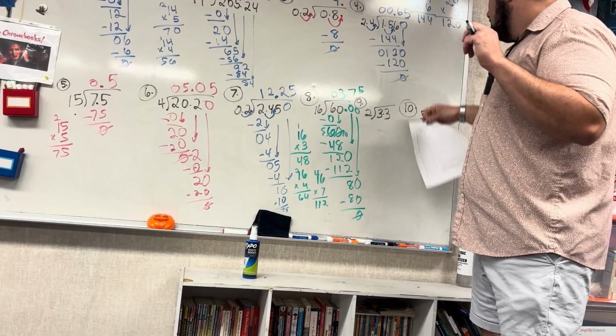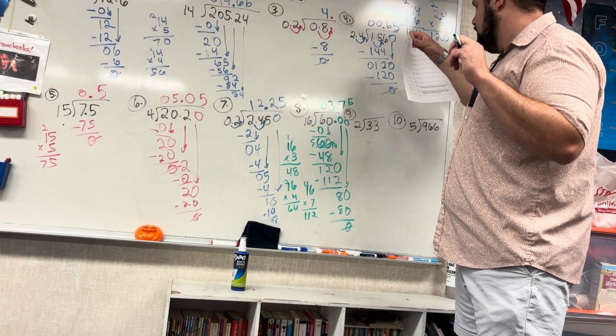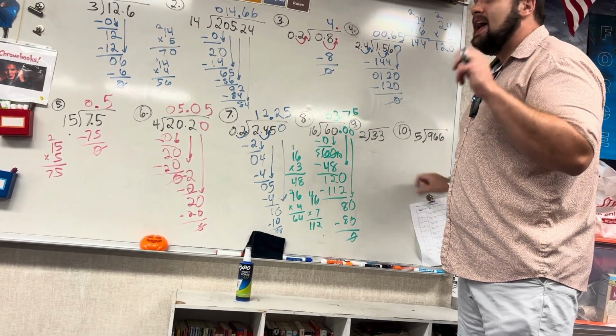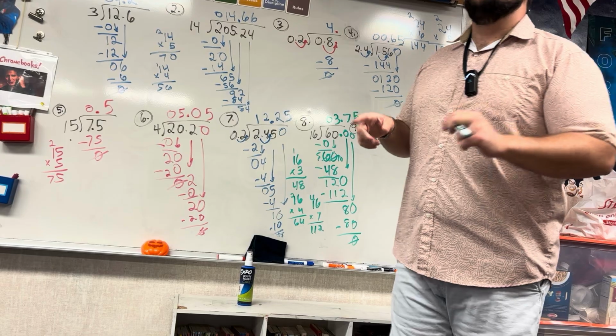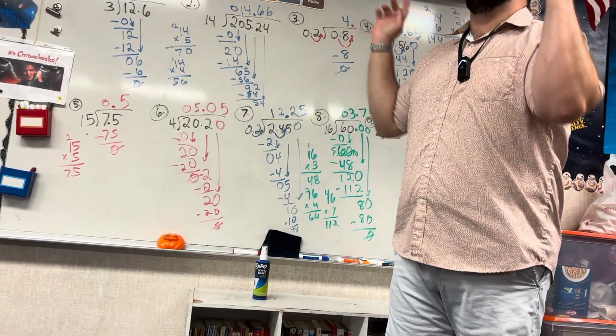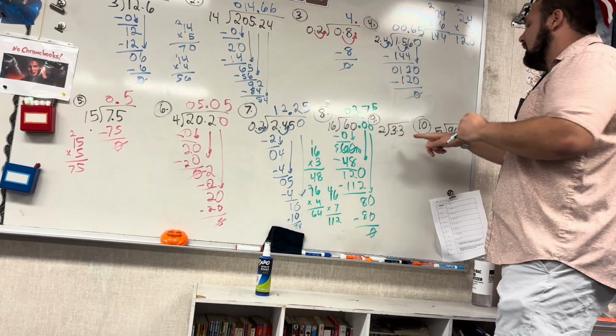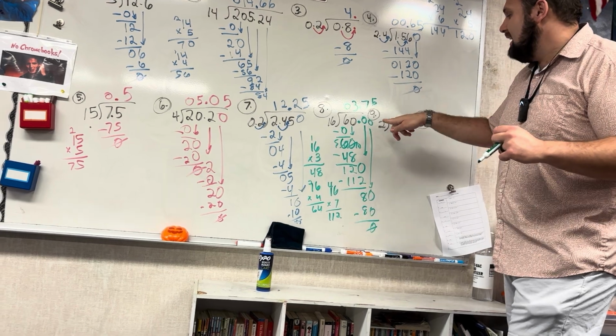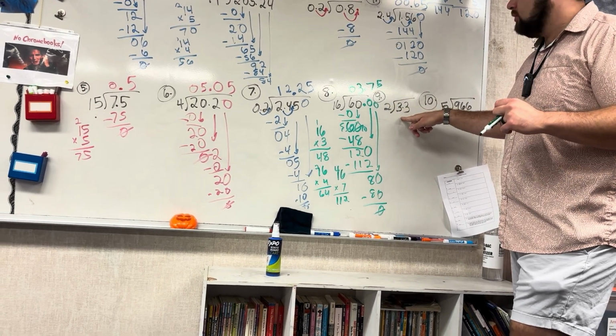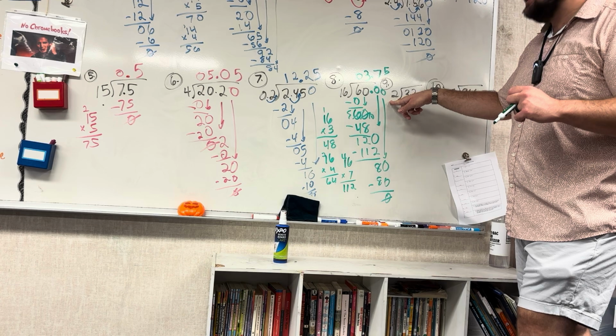Number 9 says that Jim has a wire that's 3.3 meters long. He cuts it into 2 equal pieces. Ask yourself, what's being divided? The 2 equal pieces or the wire? And we know it's the wire, right? The wire is being split into 2 equal pieces, so 3.3 divided by 2. 3.3 represents the wire. This is how many pieces it's getting split into, okay?